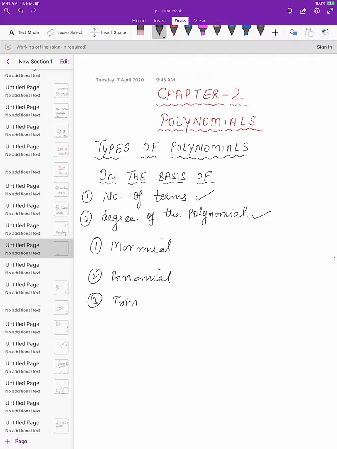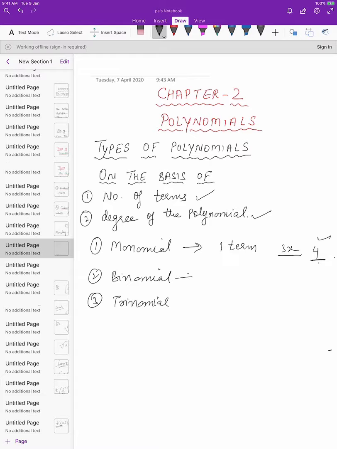Normally, what is a monomial? Monomial is a polynomial having one term only. For example, if I write 3x, it is having only one term, so it is a monomial. If I write only 4, that is also an algebraic expression, so that is also a polynomial. It is known as a constant polynomial. I'll talk about this later. So this is also a monomial.